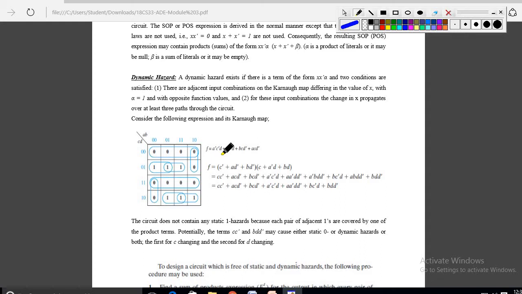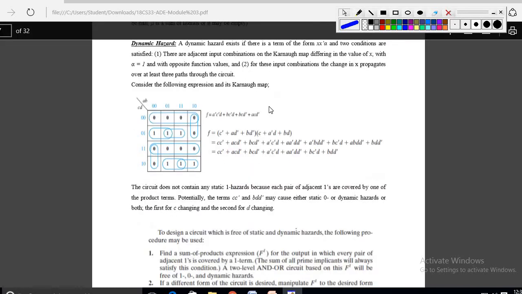But the points you have to remember in this dynamic hazard are that there are adjacent input combinations on the Karnaugh map differing in the value of x with alpha equal to 1, and also that the change in x propagates over at least 3 paths of the circuit. This is what dynamic hazard is. Just remember these things.